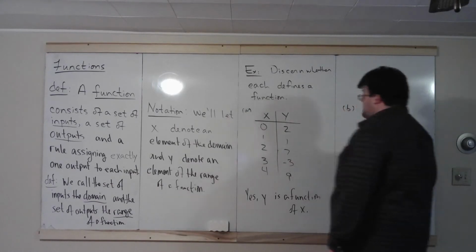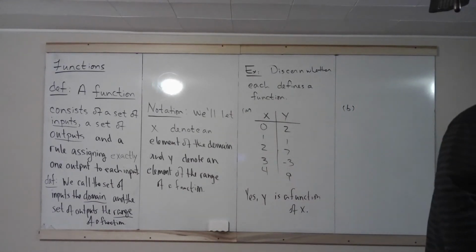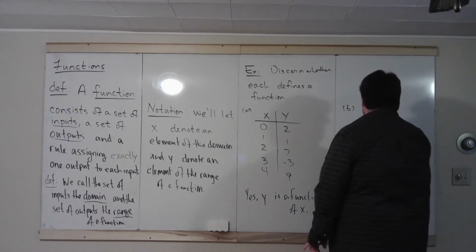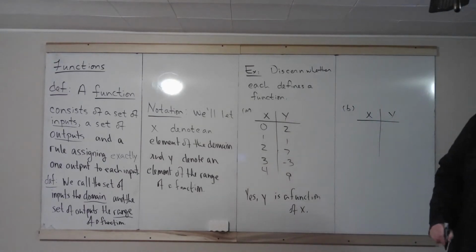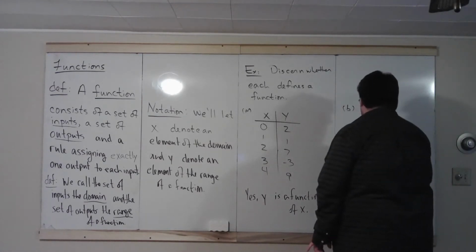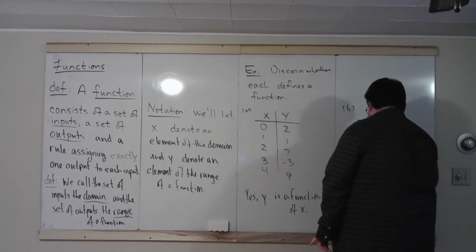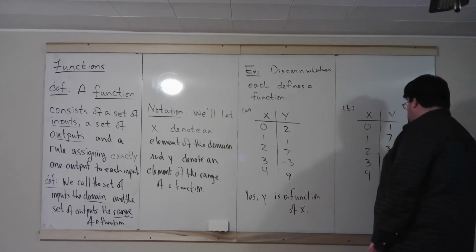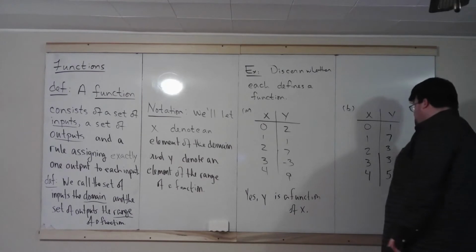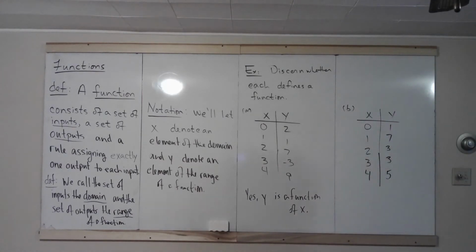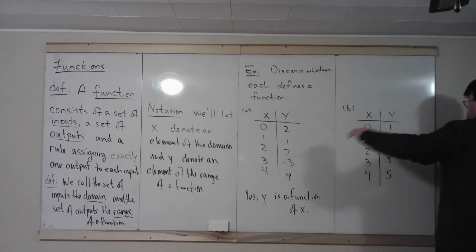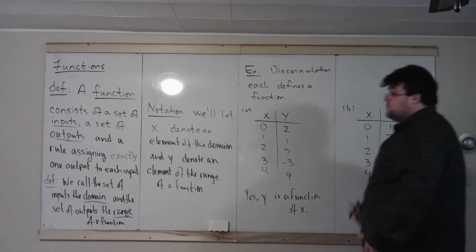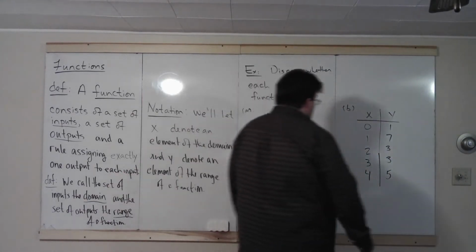Let's look at another. There are three of them. Okay, I want to do this one second. x, y. 0, 1, 2, 3, 4. And let's do 1, 7, 3, 3, 5. So we have 0, 1, 1, 7, 2, 3, 3, 3, 4, 5. So we have set of inputs, set of outputs. Does this rule assign exactly one output to each input?